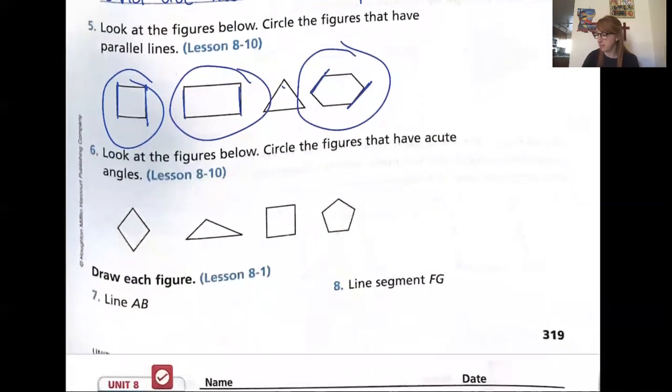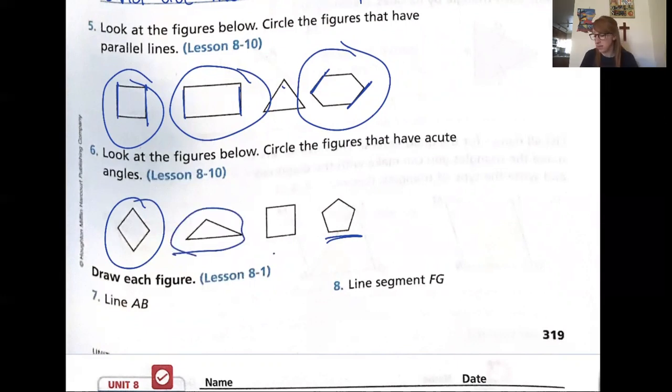Number 6 says, look at the figures below, circle the figures that have acute angles. And be very careful with this one because this guy might trick you. This pentagon has only obtuse angles. There's no acute angles, there's no right angles, it's only obtuse angles, and they're all connected to make this pentagon. We have acute angles with this rhombus, and we have acute angles in this triangle.